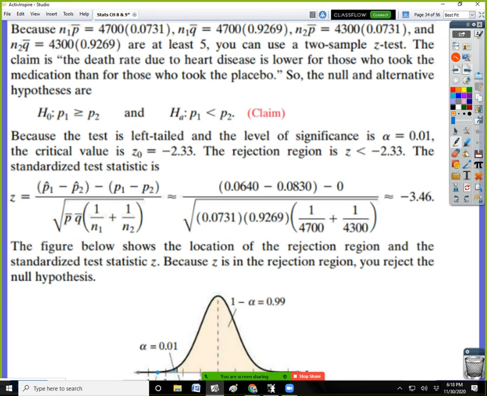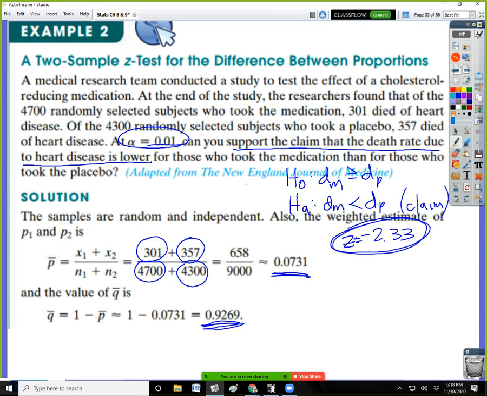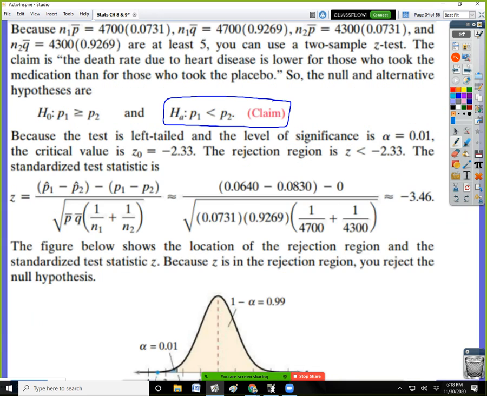4,300, these are all good, right? So we can use our sample test. Okay, the claim is the death rate due to heart disease is lower for those who took the medicine. So this is what we said on the other page, right? Our claim was the medicine is less than the placebo. So the H0 is the alternative to our claim, right? Okay, it's a left-hand test, and the level of significance is 0.01.